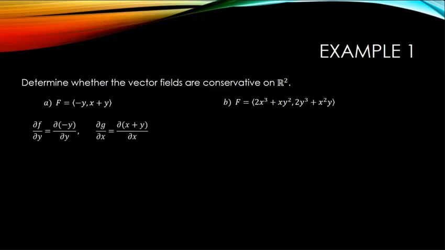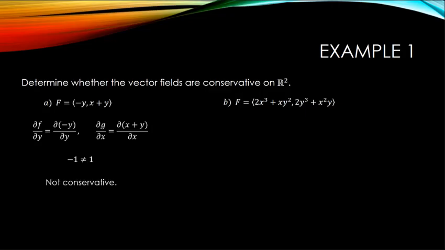In the first case, the vector with components negative y and x plus y, the partial of F with respect to y is equal to the partial of negative y with respect to y, and the partial of G with respect to x is equal to the partial of x plus y with respect to x. In the first case, I get negative 1, and in the second, I get positive 1. Since negative 1 is not equal to positive 1, my vector field is not conservative.